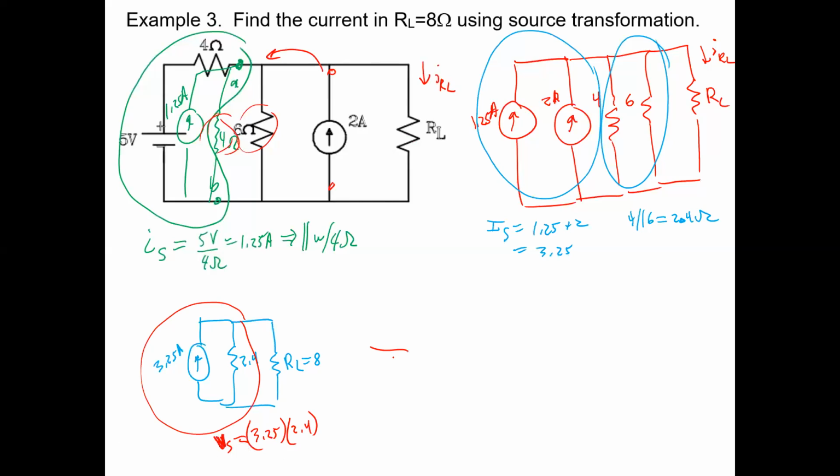But you could redraw the circuit one more time, having made that transformation, and now you're going to have a voltage source, which equals the product of those things, 3.25 times 2.4, in series with a resistor that's 2.4, in series with our 8 ohm RL.